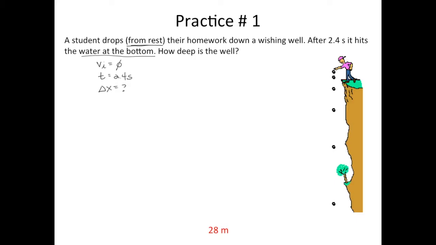The last piece of information we know is that the acceleration is negative 9.8 meters per second squared. Okay? So these are the pieces of information we know, and we need to find delta x using this.